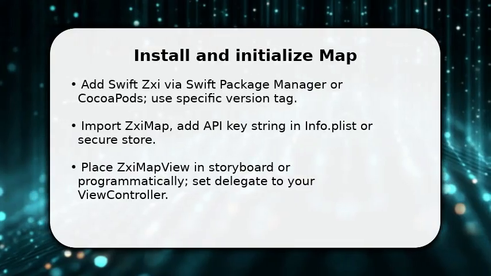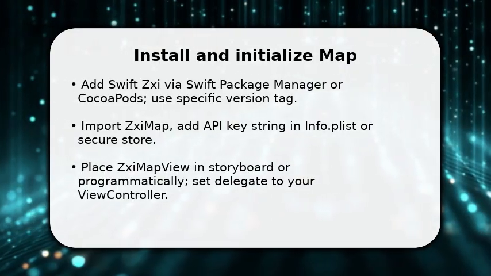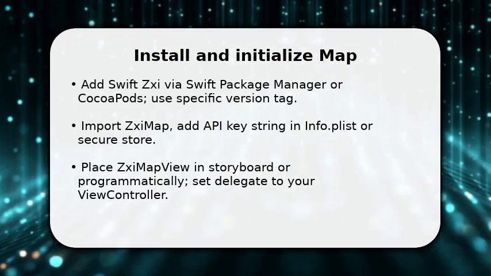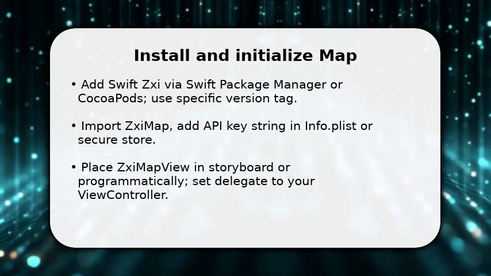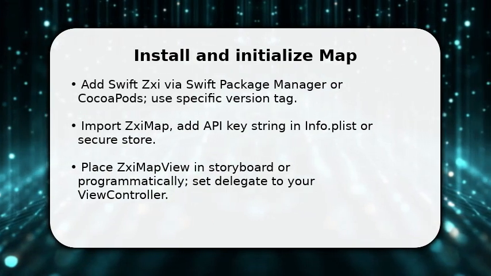Make sure to request location permission early. Ask when in use, and handle the callback to enable user location. These are the first actionable steps to get a live map rendering.